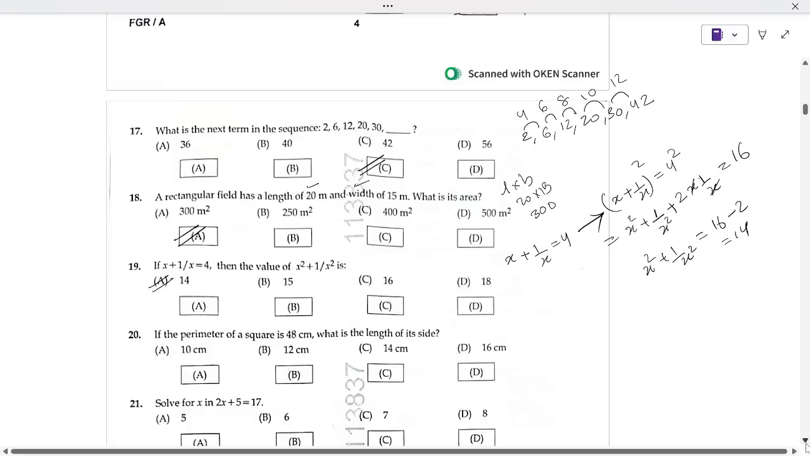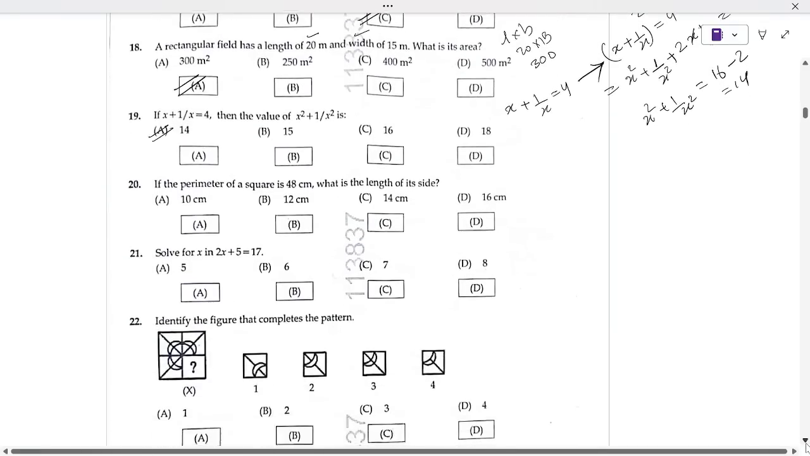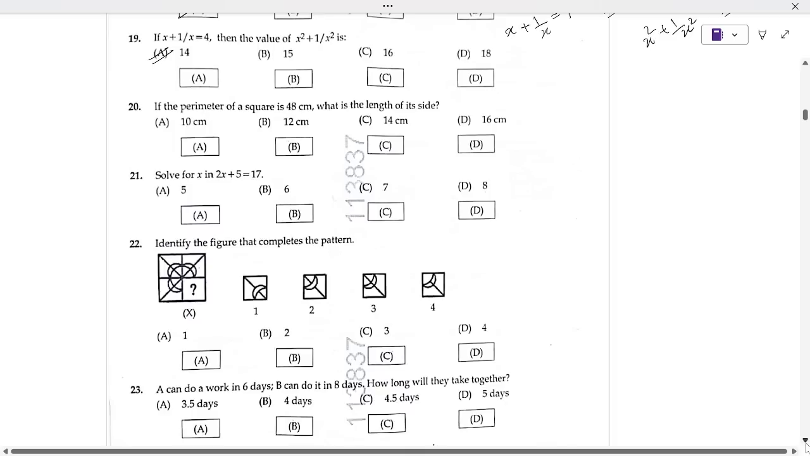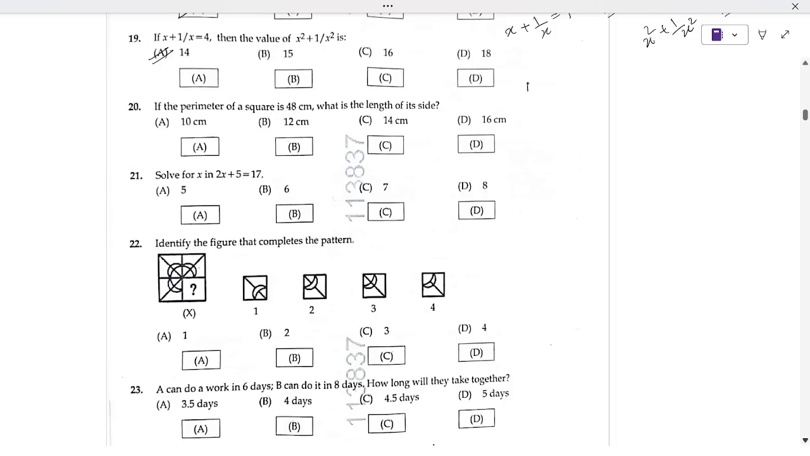Now next one. Perimeter of a square. Again from mensuration. So what if the perimeter of a square is 48? Perimeter means the sum of all the sides. In a square all sides are equal. That means 1, 2, 3, 4, so perimeter becomes 4a. Perimeter is given as 48, then 4 goes to the other side, divided by 4. Side becomes 12. So the length of its side is 12, the answer is B.